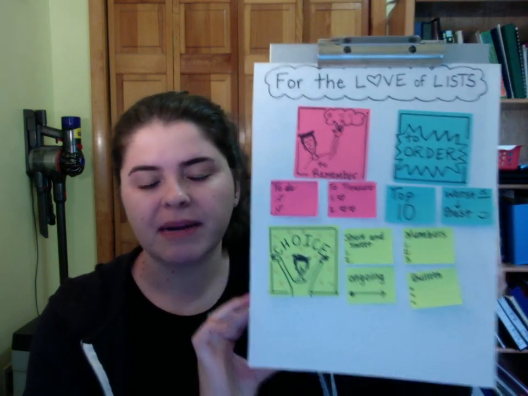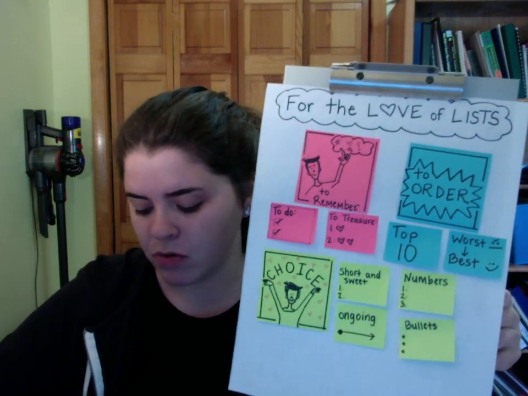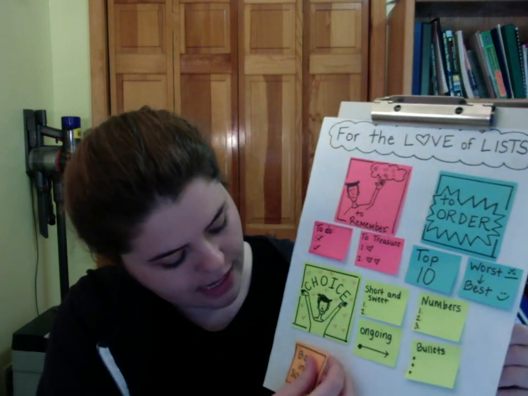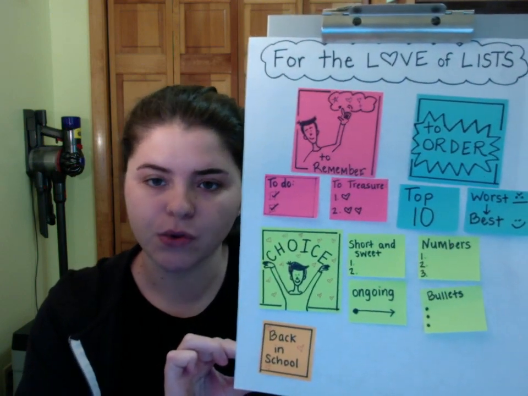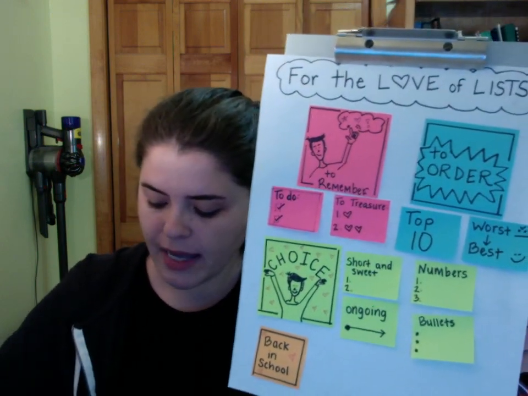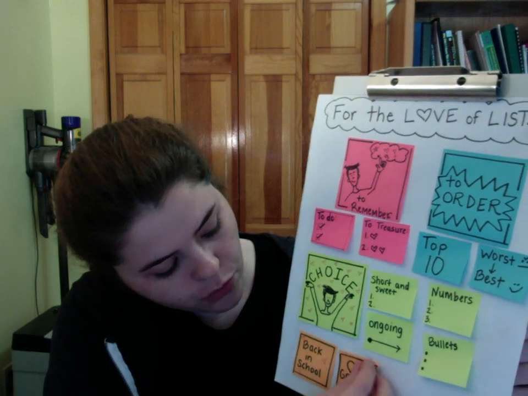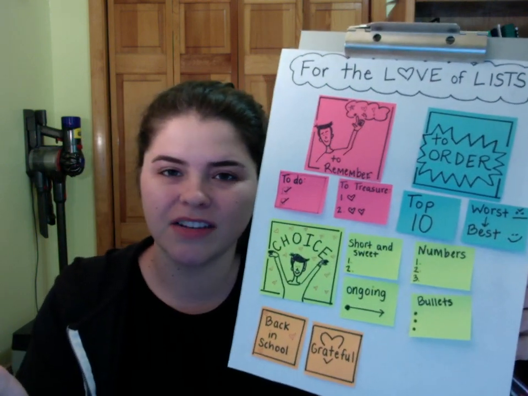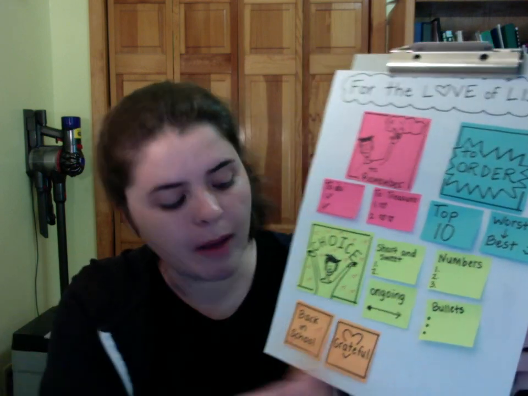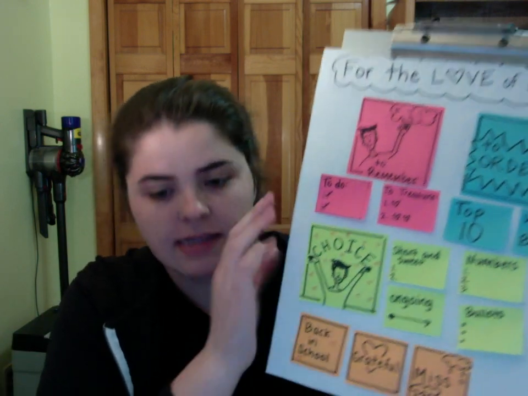Now, let's talk about some ideas for what you could write your list about. You could write a list about things that you are looking forward to doing when we are back in school. You could write a list of all the things that you are grateful for. And maybe you're not feeling so positive right now. Maybe instead you would rather write about things that you miss.